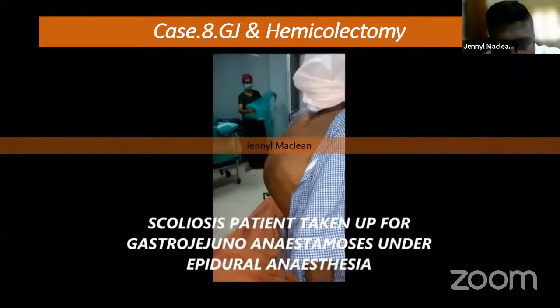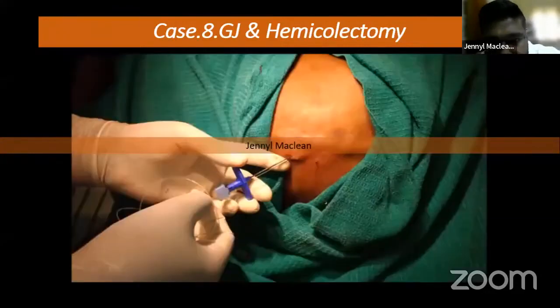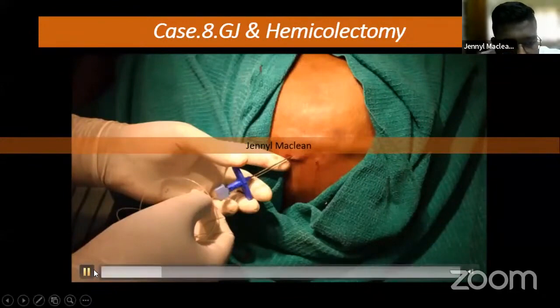So this is another difficult patient, scoliosis coming for gastrojejunostomy. Severe kyphoscoliosis, very difficult to position these patients for epidural also. This is a restrictive lung disease. At that time we didn't have an ultrasound to look at the interlaminar space. So what I do is a different technique. You can see a spinal needle there and an epidural needle there.